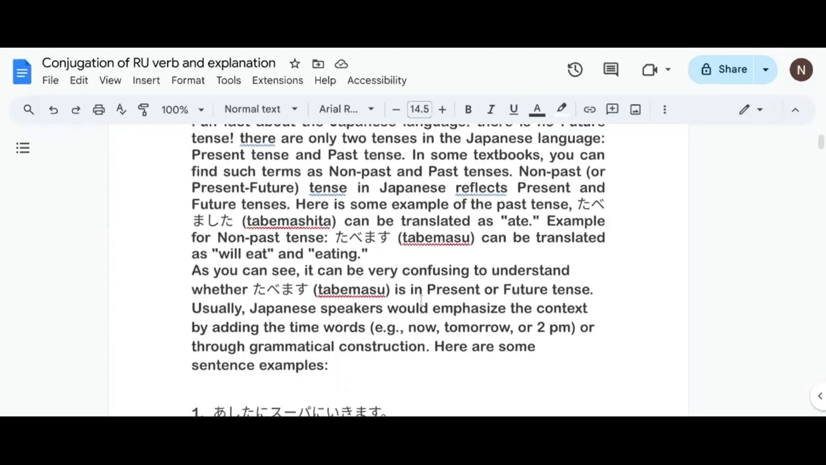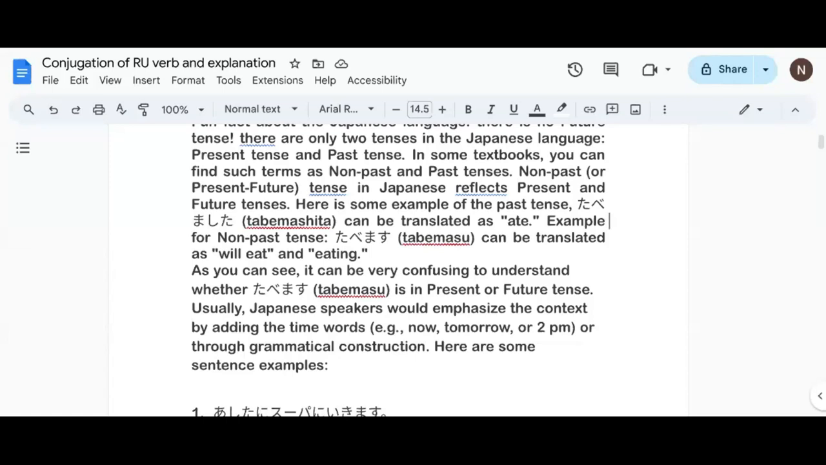And it's very confusing to understand whether the verb is in present or in future. Like, for example, the word to eat means taberu. So how can I use the word taberu in present? And how can I use the word taberu in future? Of course, for example, if you're going to make a sentence, like I will go to the market tomorrow, of course, that will be in English. Of course, it will be future, because of the word tomorrow, okay?